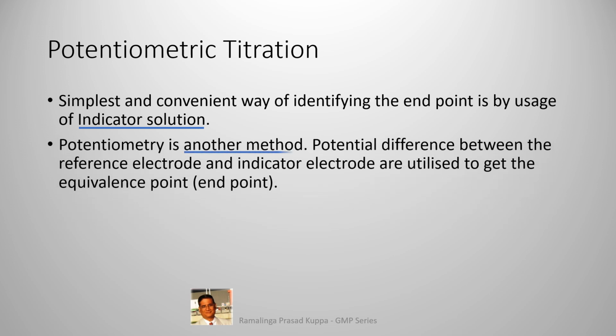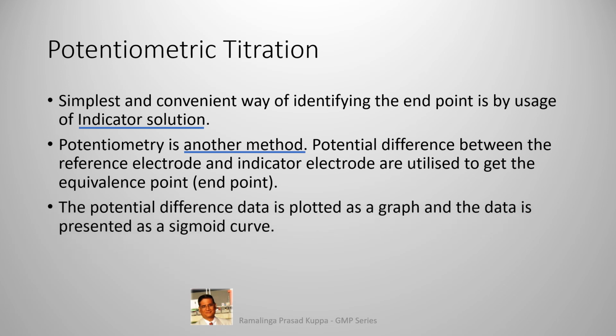Potentiometry is another method. Potential difference between the reference electrode and the indicator electrode are utilized to get the equivalence point, that is the endpoint. Potentiometry is an instrumental technique where the endpoint is detected by a sharp change in potential difference in the electrode assembly. The potential difference data is plotted as a graph and the data is presented as a sigmoid curve.